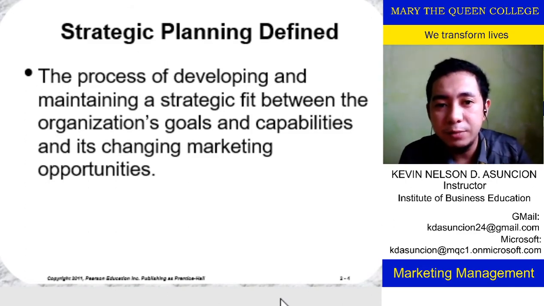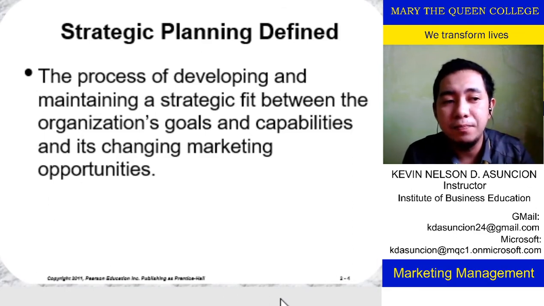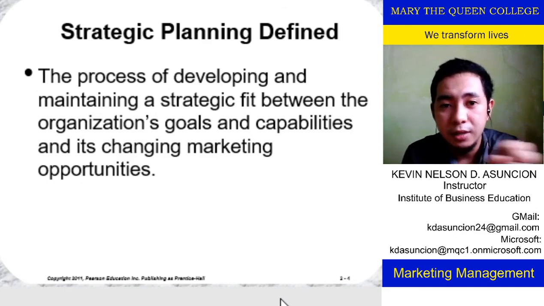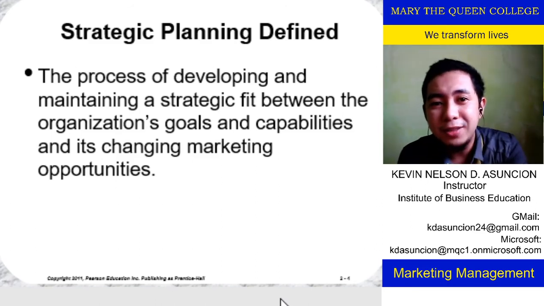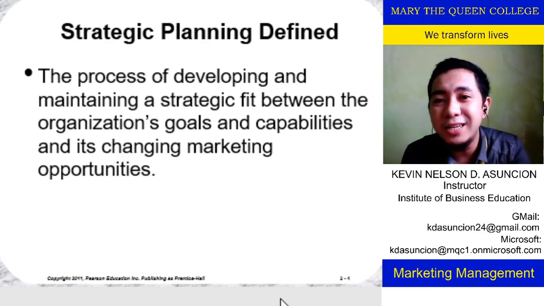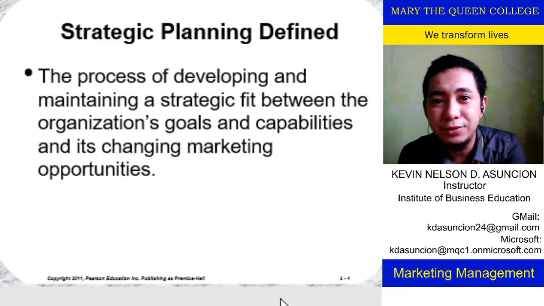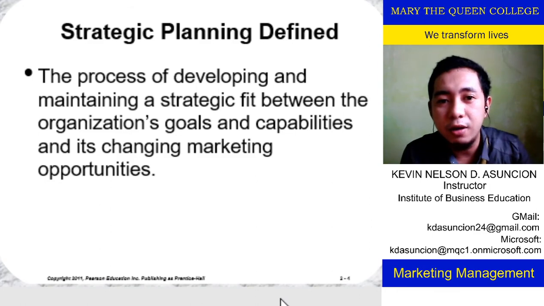Now, let's talk about marketing management first. Marketing is the art and science of mutually exchanging satisfaction between the buyers and the seller, or the customer and the marketer. Now, if you remember, in management, you should be able to allocate resources to achieve those goals. So, technically, strategic planning is one of the heart of the marketing management process. You should be able to develop and maintain a strategic fit.